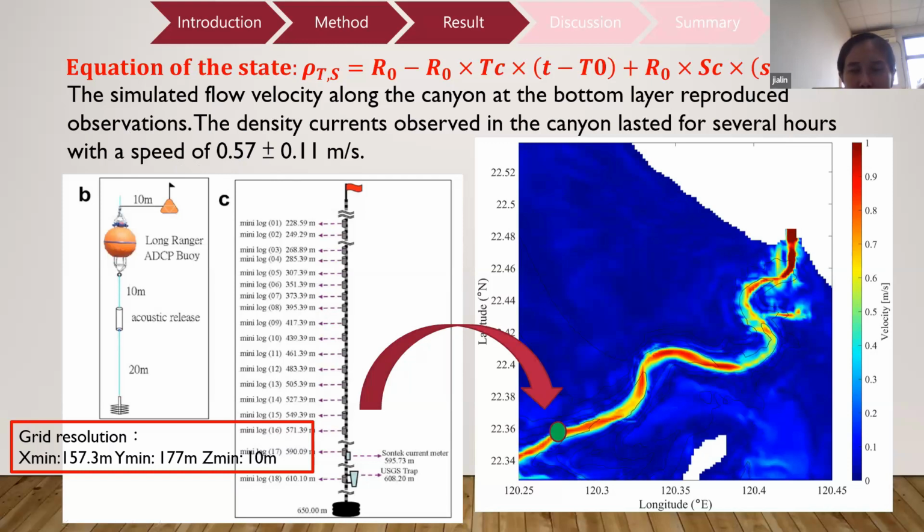One thing we want to mention here is that the ROMS model we use was developed by the USGS in the United States. Their ocean temperature is kind of lower, so in order to implement it in the South China Sea area, we modified the equation of state to make the water warmer and lighter. So we can further study the density current propagation in this area.